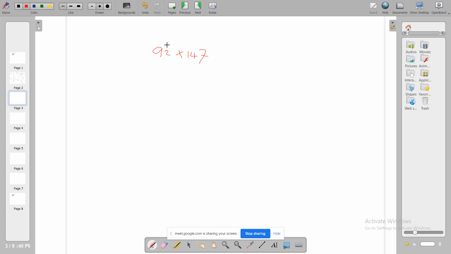Okay, so now first thing is you need to ask yourself which reference number that I need to use. Okay, so for this one, which reference number do you think can be used here? 92. Yes. 100. Okay, so here is 100. We can use 100 here.